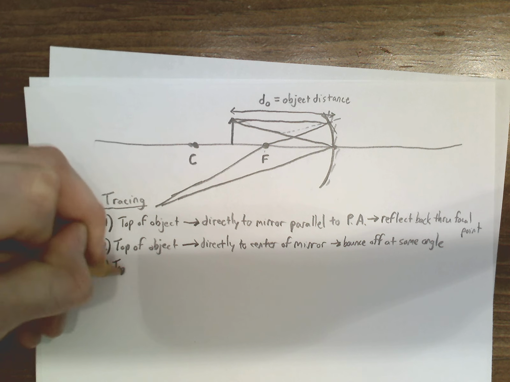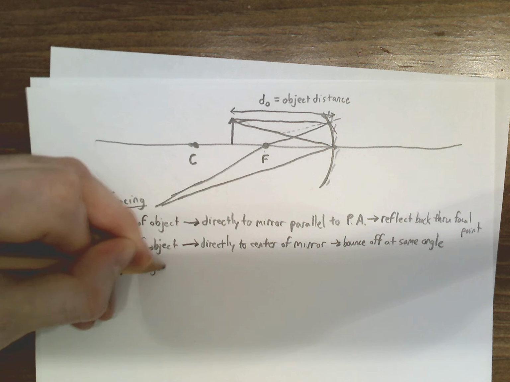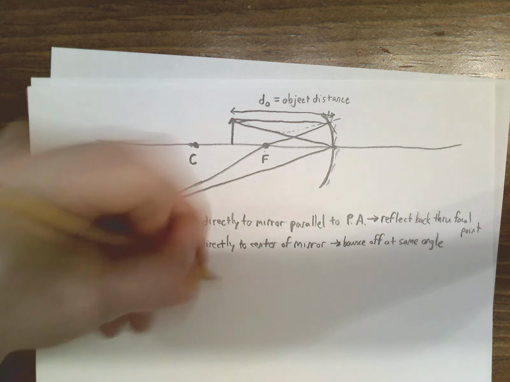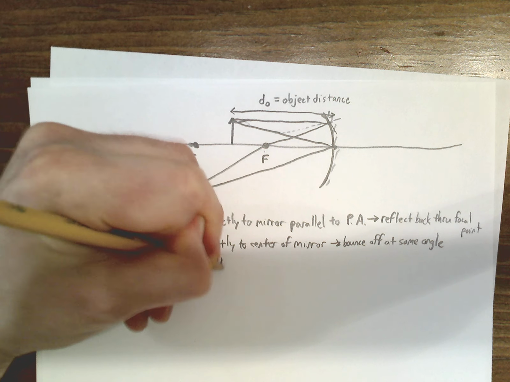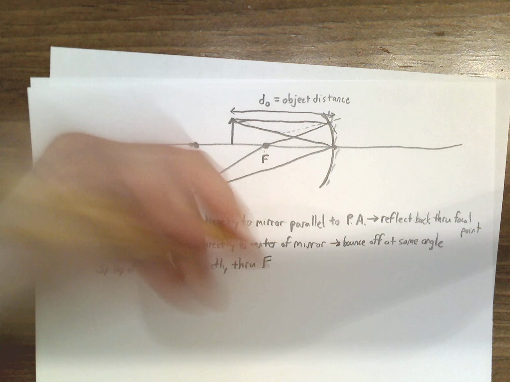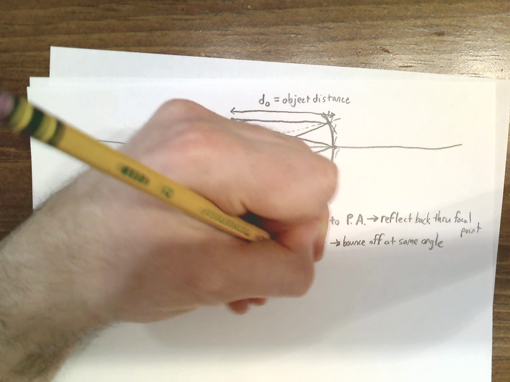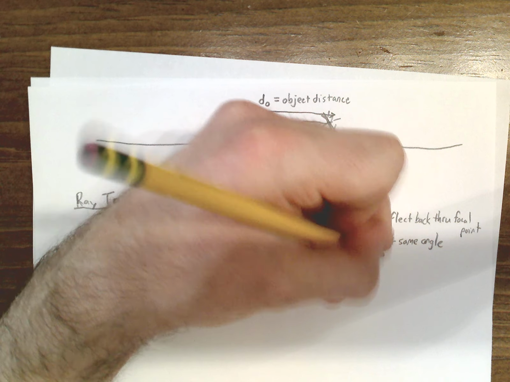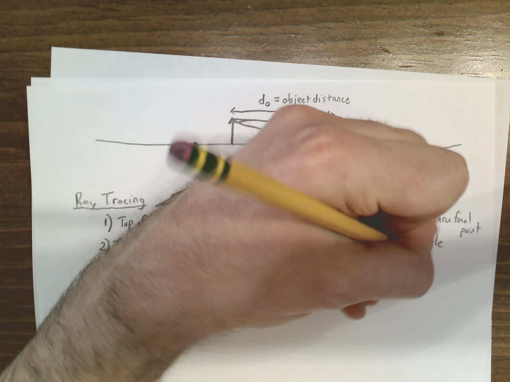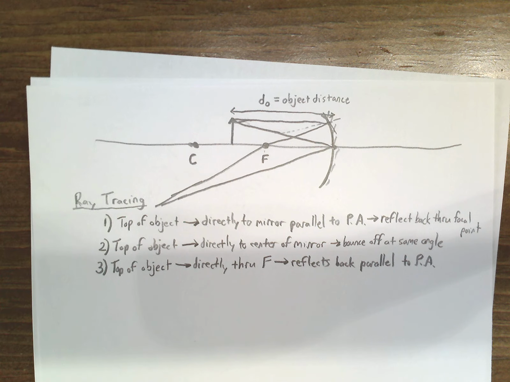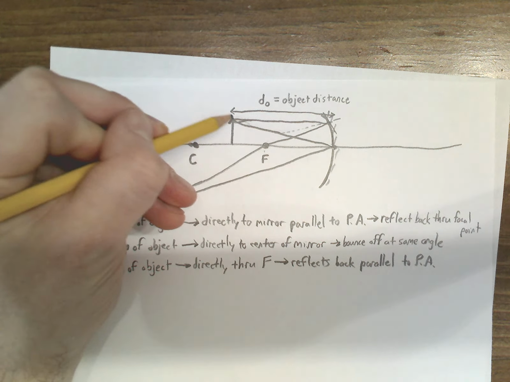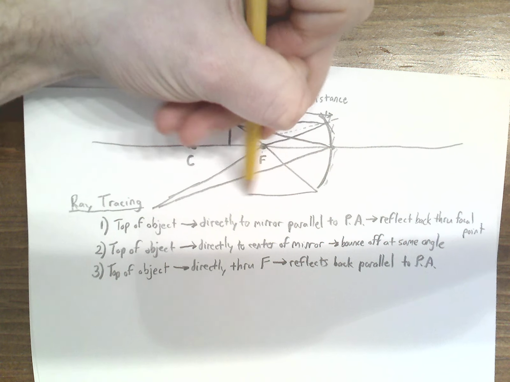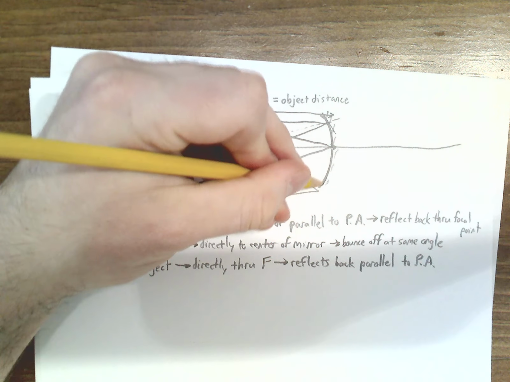This one's going to go from the top of the object. That's where we always start. This one's going to start going directly through the focal point. And then reflects parallel to the principal axis. So this is going to be the inverse of the first ray that we did. The first one came in parallel to the principal axis. It bounced off to the focal point. This one's going to start by going through the focal point, and then it's going to reflect directly backwards, more or less.